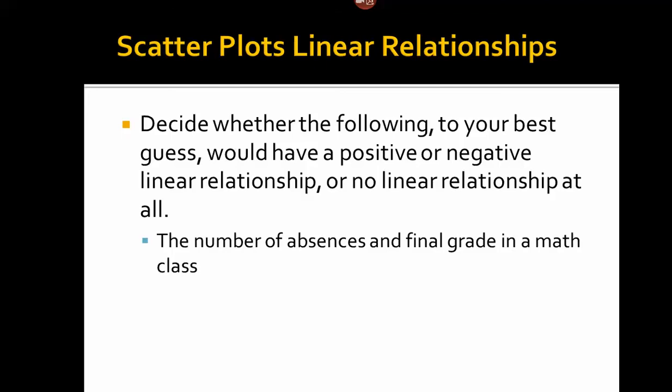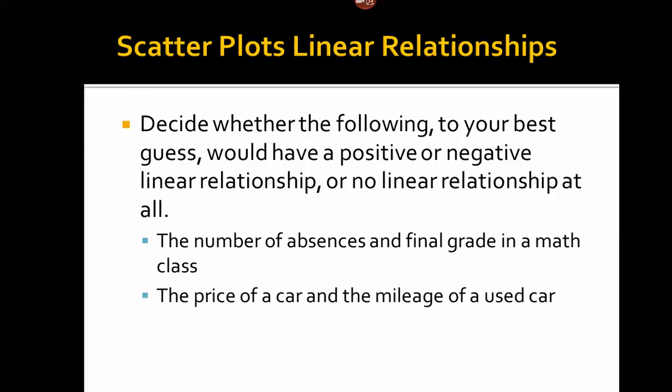The number of absences and the final grade in a math class. First of all, we want to think about what would be my predictor and what would be my response variable. The predictor variable in this case would probably be the number of absences, and then the response variable, the y, would be your final grade. So if the number of absences is increasing, that being our x, what would we expect to happen to y? Well, we'd probably expect to see that go down. So that would be a negative relationship between x and y. As one is increasing, the other is decreasing.